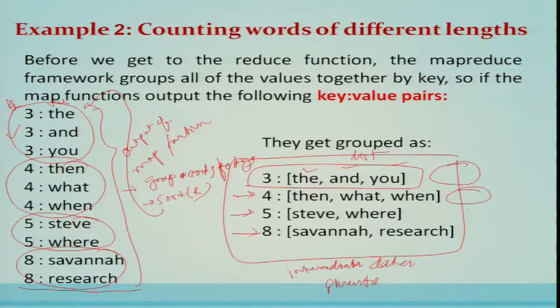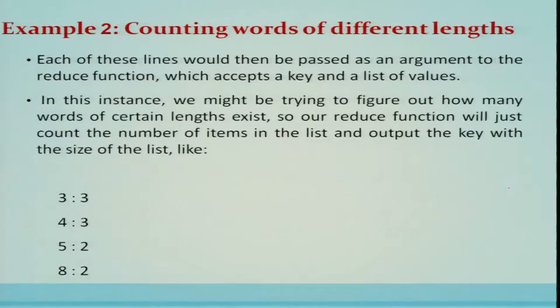For each key, there will be a reduce function, and this will count how many elements are there in that particular list. So, for 3, it will say 3, for 4, it will say 3, for 5, it will say 2, for 8, it will output 2. That means, for words of length 3, the frequency is 3, that means 3 times it is appearing. The length of word 4, how many times they are appearing is 3 times, and so on. So, this was the example of a MapReduce program.